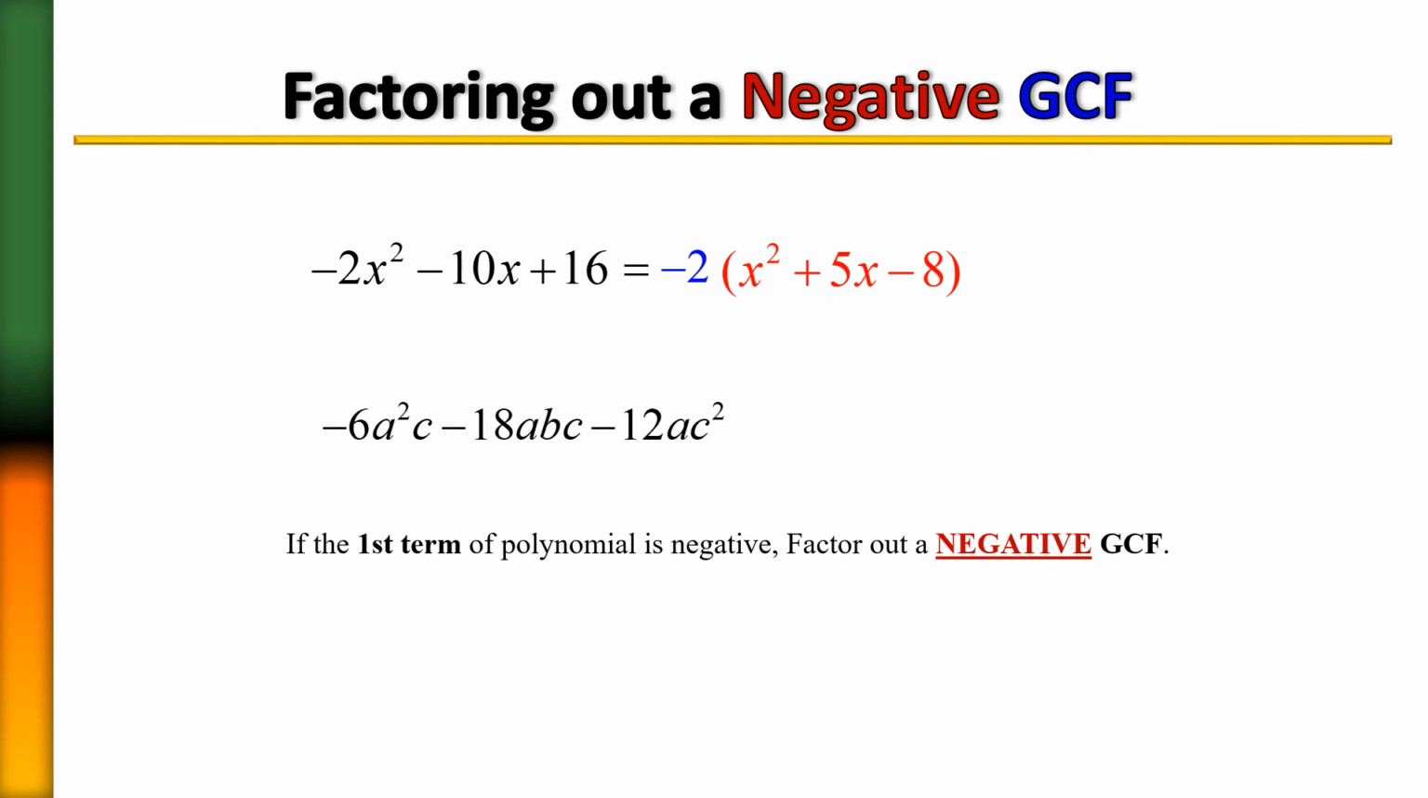Last example, I want you to go ahead and do that, and then tell me what is the GCF. Okay, so if you said the GCF is -6AC, then you are correct. And then you're going to write what's left in parentheses. So how did you do on those two?